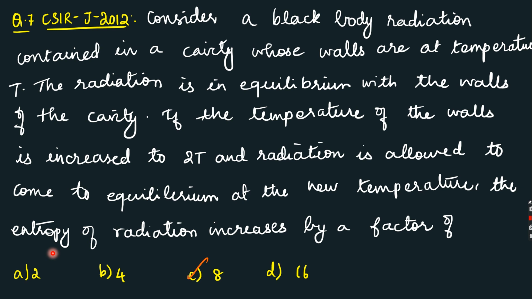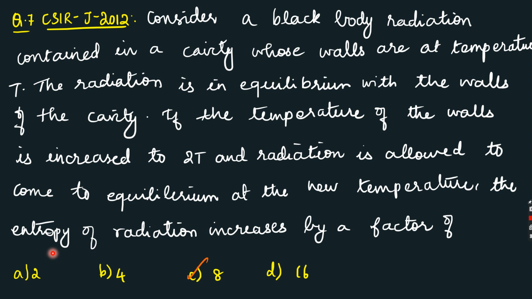Okay, so here consider again a black body radiation contained in a cavity whose walls are at temperature T. The radiation is in equilibrium with the walls of the cavity. If the temperature of the walls is increased to 2T, so remember, the walls are at temperature T first and then the temperature is increased to 2T, and again the radiation is allowed to come to equilibrium at the new temperature 2T. Okay, so now the entropy of the radiation increases by a factor.